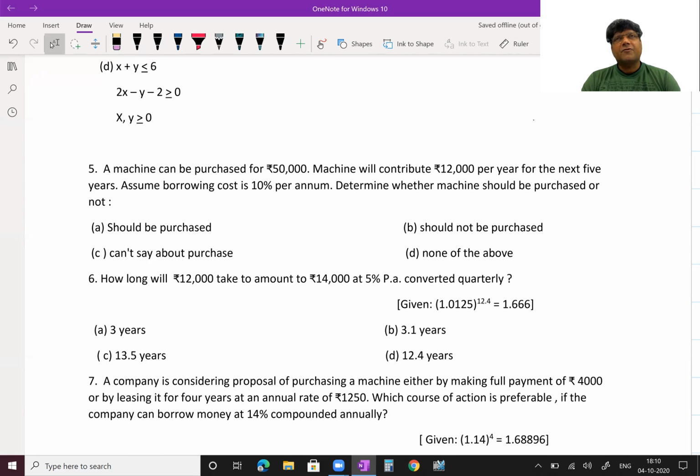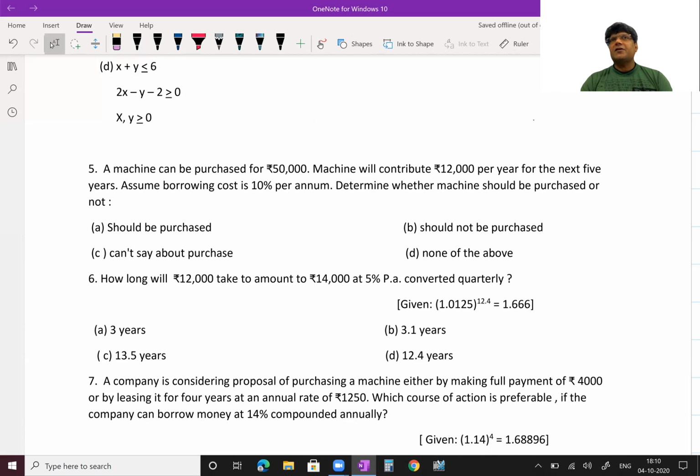Now guys, you cannot think this way: 12,000, 12,000, 12,000, we will get for 5 years. So 12,000 into 5, 60,000. Purchasing cost 50,000, and the machine will contribute 60,000. So the contribution is more than the machine's value. No, this is a wrong conclusion. If you think this way, your answer will be wrong.